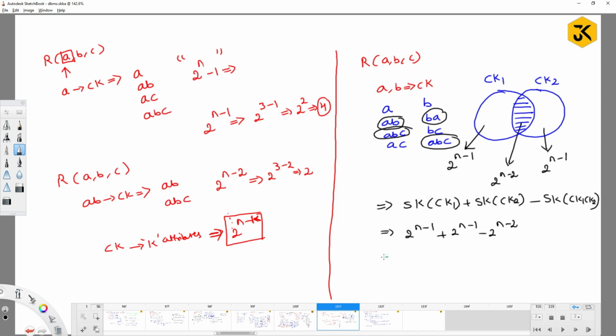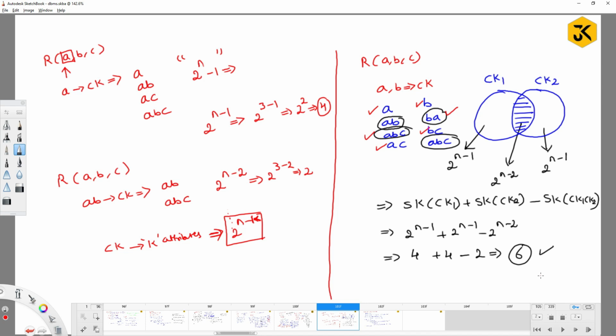Try to solve it. You are going to get n value as 3, right? If n value is 3, you are going to get 4 plus 4 minus 2. So finally we are going to get 6, right? What are those 6? One is A, B, BC, AC, and out of ABC you have to take any one, out of AB you have to take any one, right?